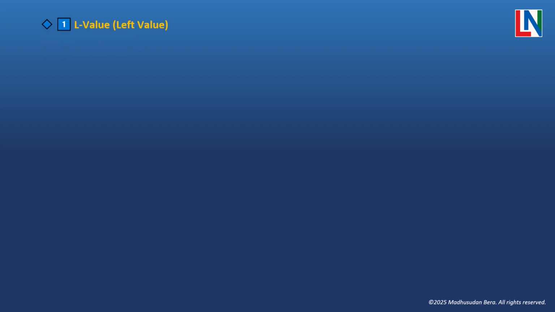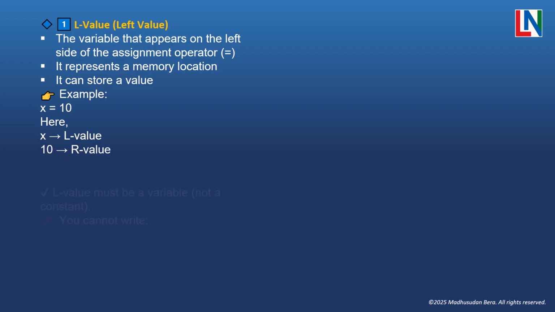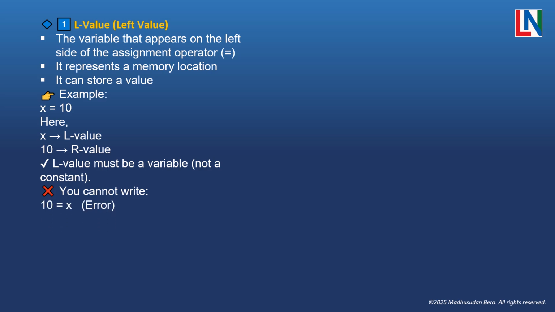Now we have to know about L value or left value. The variable that appears on the left side of the assignment operator is called L value. It represents a memory location. It can store a value. For example, x equal to 10. Here x is L value, 10 is R value. L value must be a variable, not a constant. We cannot write 10 equal to x, it will give an error.